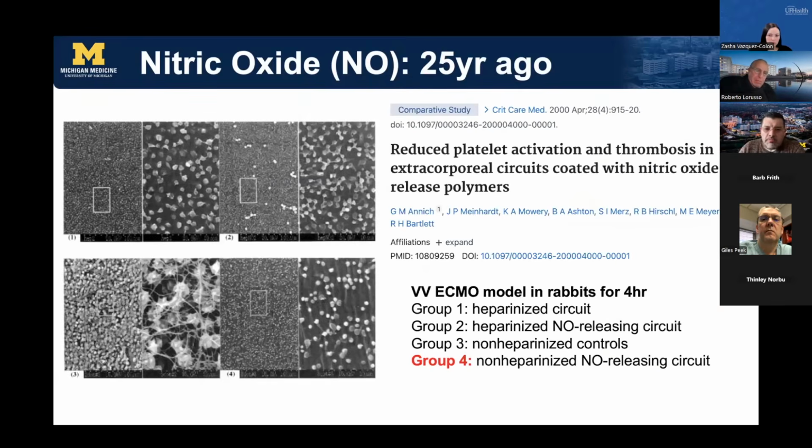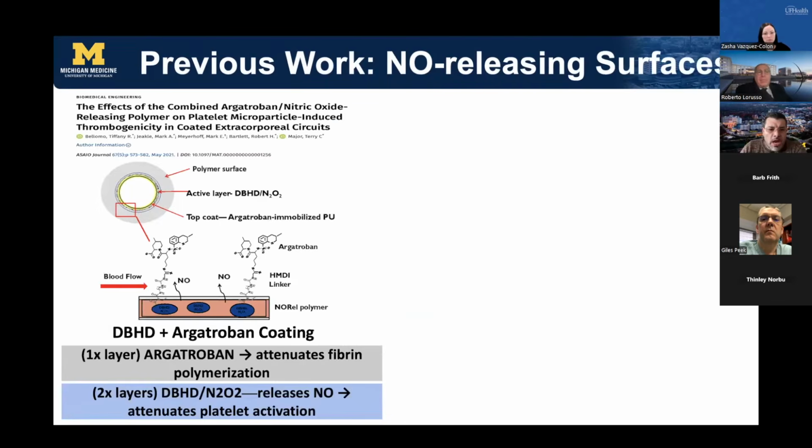So I also like this picture because Dr. Annich and Dr. Bartlett demonstrated in a rabbit model about 25 years ago, or 26 years ago now, that if you combine NO releasing, you can see the group here where there is no adhesion of platelets and it limits thrombosis. With that in mind, our group has done a lot of studies doing coating with DBHD or NO donors, in addition to argatroban.